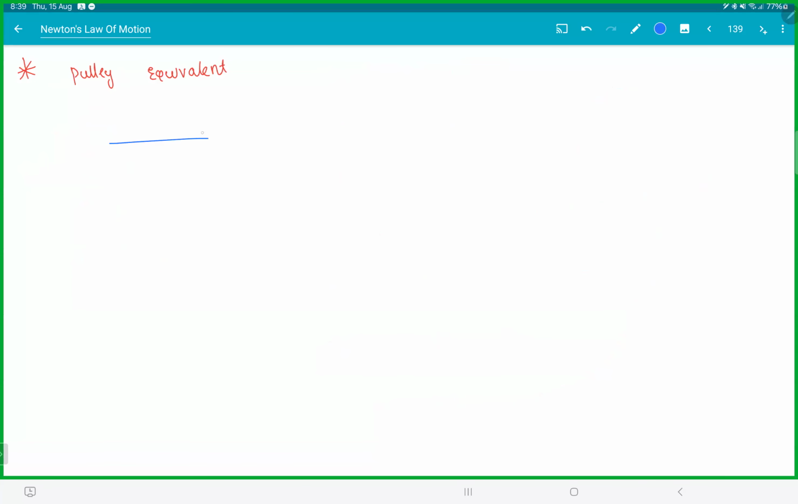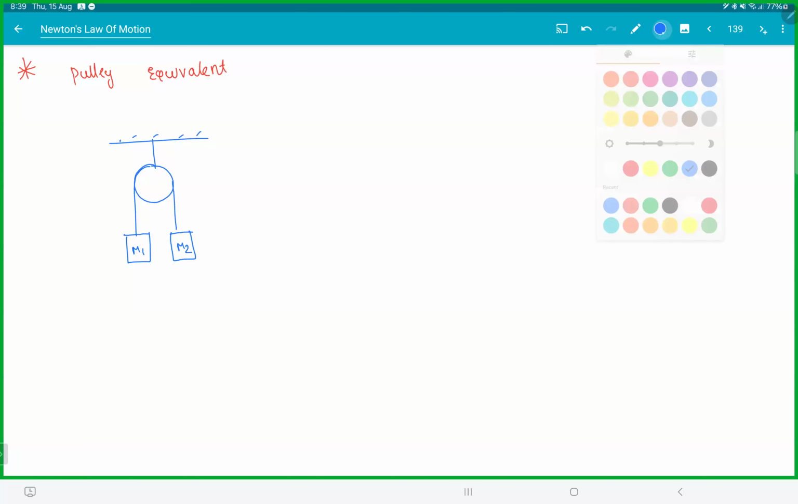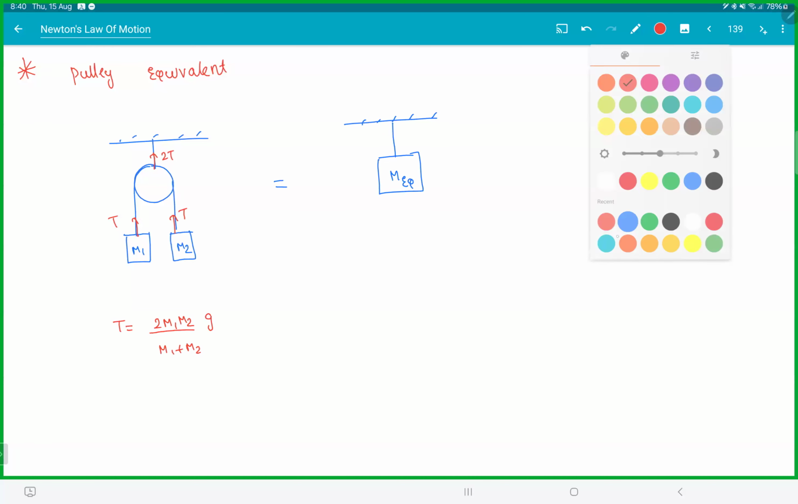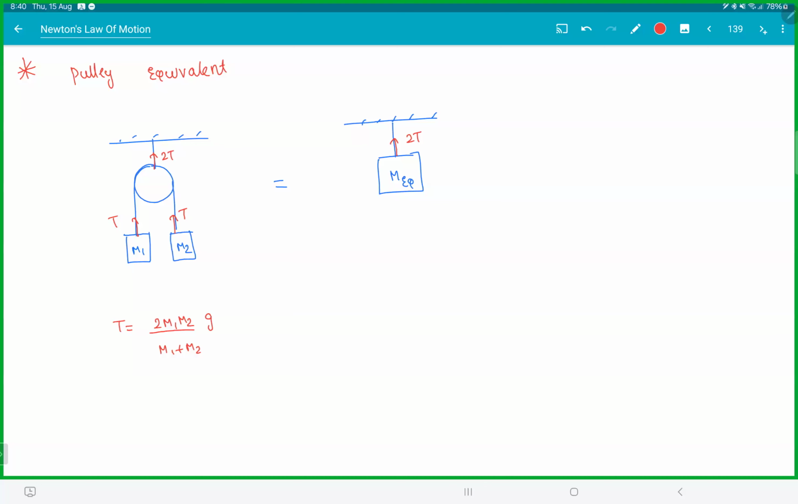The idea here is, when you took this block M1 from the Atwood machine and this is M2, here the tension was T, here the tension was T, and here the tension was 2T. So we know tension is nothing but 2M1M2 by M1 plus M2, times g. That means if I want to replace this block-pulley thing with a single block, which is M equivalent, the tension will be 2T. Now tell me one thing, as long as the tension is the same, does the ceiling care whether it's a pulley or a block? The ceiling doesn't care whether you're keeping a pulley or a block, you keep anything. Ceiling will say, yeah, boss, tension is the same.